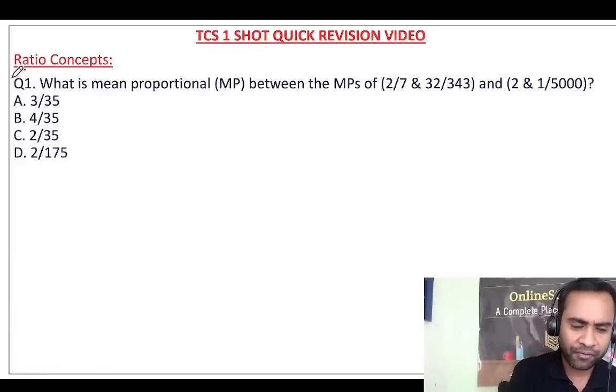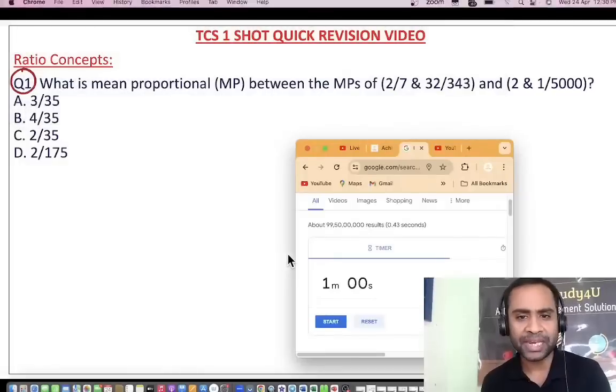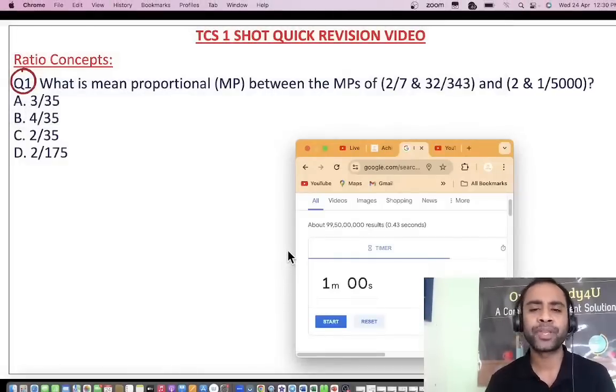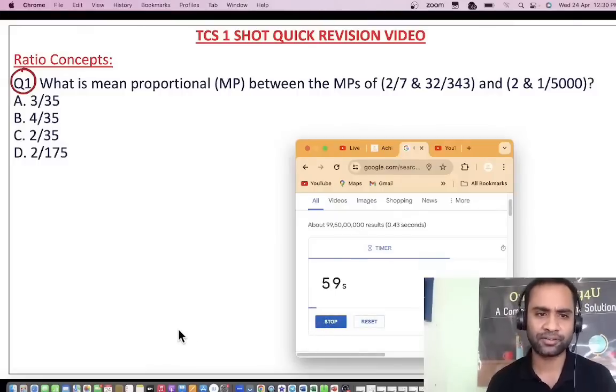Now, question number one is for you. What is the mean proportional between the mean proportional of 2 by 7 and 32 by 343, and 2 and 1 by 5000? Okay, come on. All topics I will cover here. Don't have to worry at all, right? Just be with me till the end of the class.